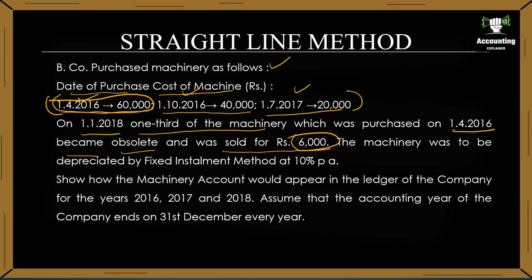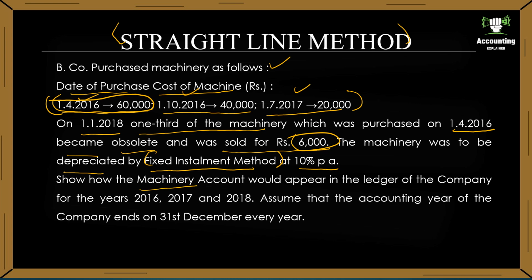The machinery was to be depreciated by fixed installment method at 10% per annum. Another name for straight line method is fixed installment method. This we have seen in the previous video. I will share the link of the previous video in the description box for the introduction to the straight line method.